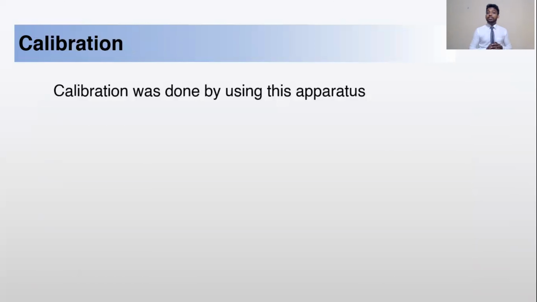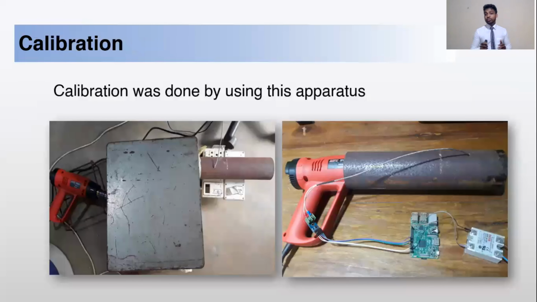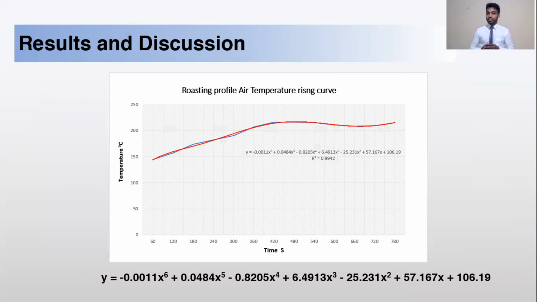Then the calibration was done using this simple apparatus, because we were not able to finish the roaster due to the current situation in Sri Lanka. Then the results and the discussion as the third section. You can see the red and blue graphs here. The blue graph is the real graph, and the red graph is the model that we have. According to the model, we have taken the set values.